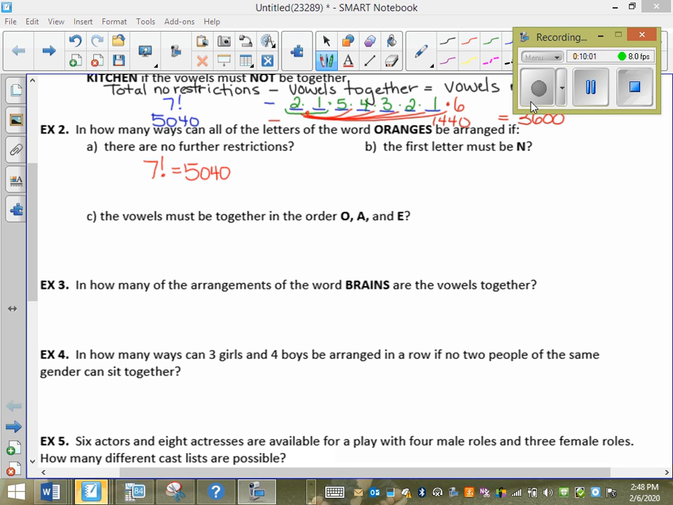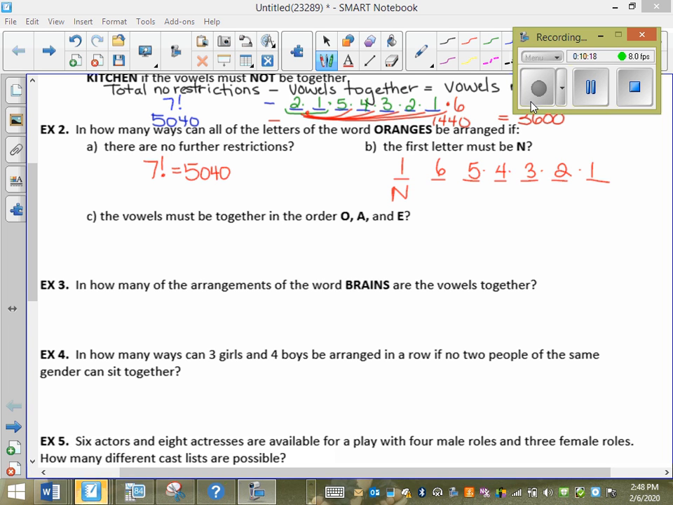Because I make 7 blanks, and in the first blank I could have 7, then 6, then 5, then 4, then 3, then 2, then 1. The first letter must be an N. 1, 2, 3, 4, 5, 6, 7. This has to be an N. So I have 1. I've used up 1 letter. 6, 5, 4, 3, 2, 1.